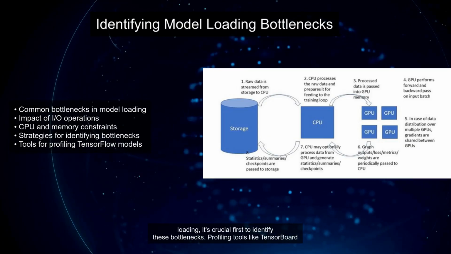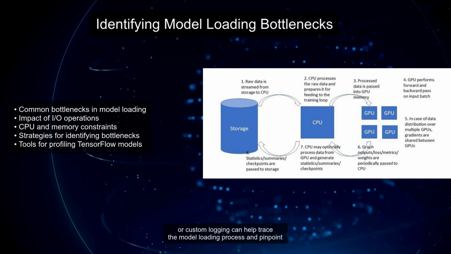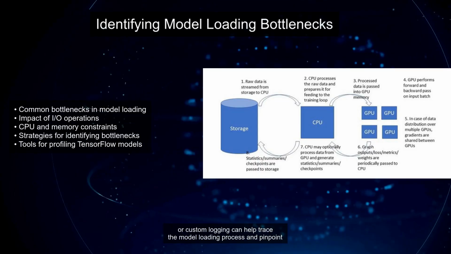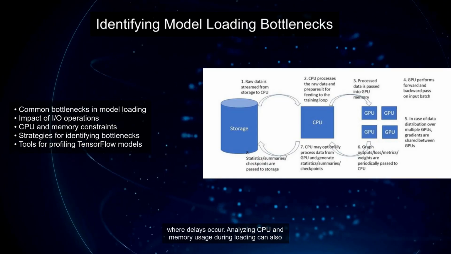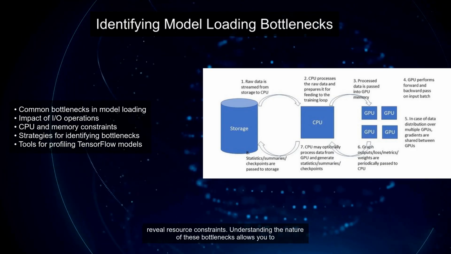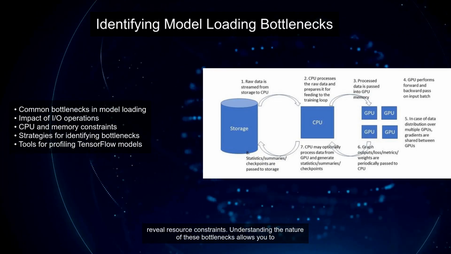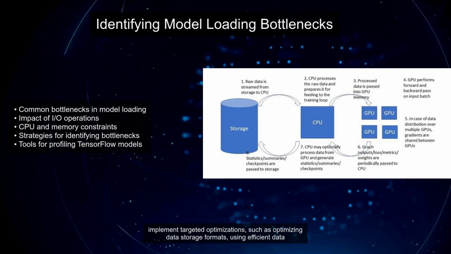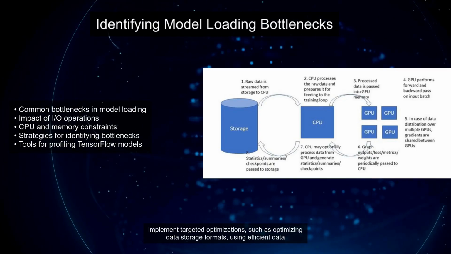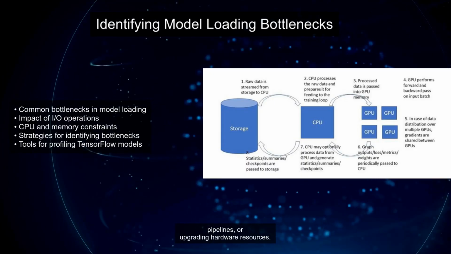To effectively optimize model loading, it's crucial first to identify these bottlenecks. Profiling tools like TensorBoard or custom logging can help trace the model loading process and pinpoint where delays occur. Analyzing CPU and memory usage during loading can also reveal resource constraints. Understanding the nature of these bottlenecks allows you to implement targeted optimizations, such as optimizing data storage formats, using efficient data pipelines, or upgrading hardware resources.